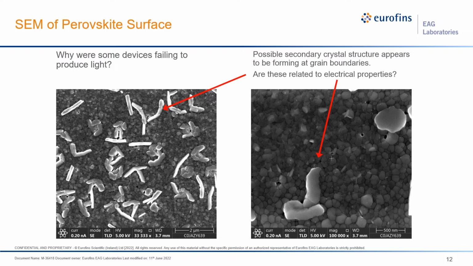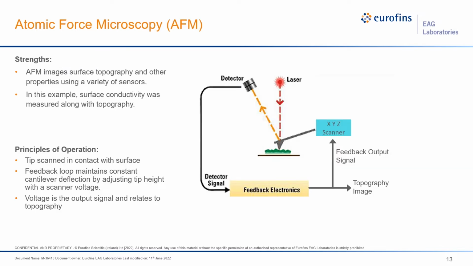This was an unexpected finding, and we employed a lesser-known variant of atomic force microscopy to investigate the possible relationship between these features and the electrical properties of the film. AFM is most often used to measure surface topography, but it can measure many other film properties as well. In the schematic diagram on the right, we see a tip being scanned across a surface. The tip is not always in contact with the surface. There are many modes of operation.